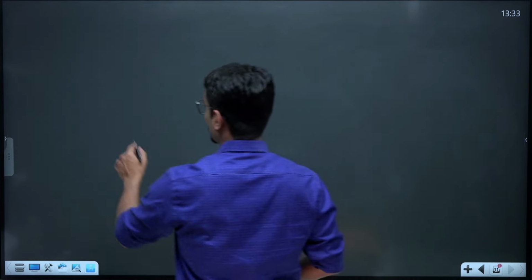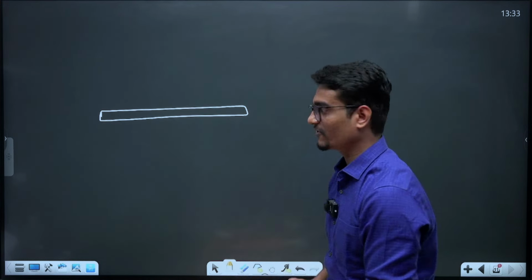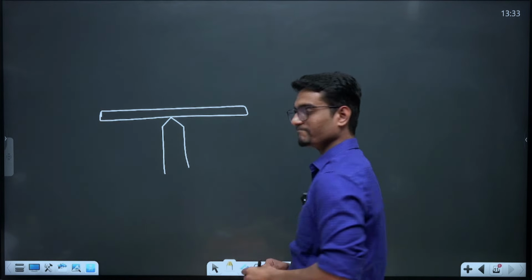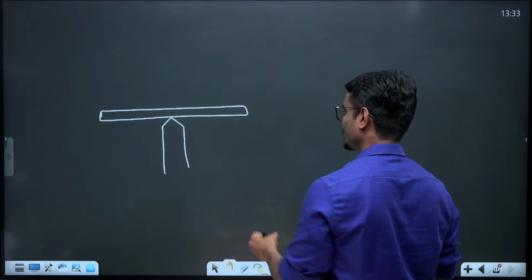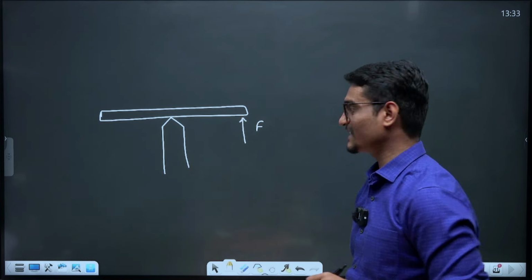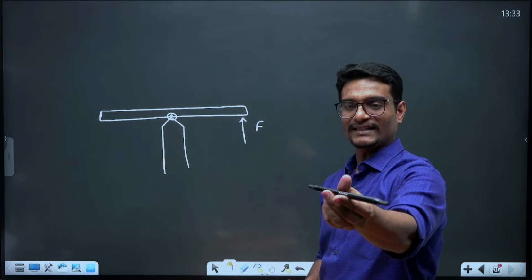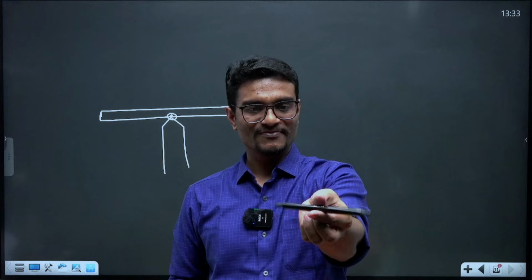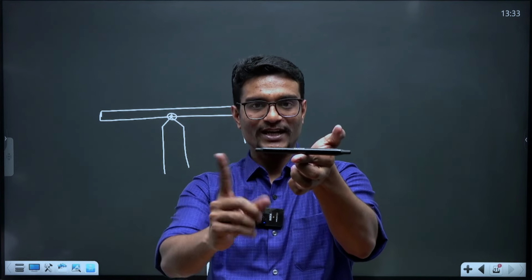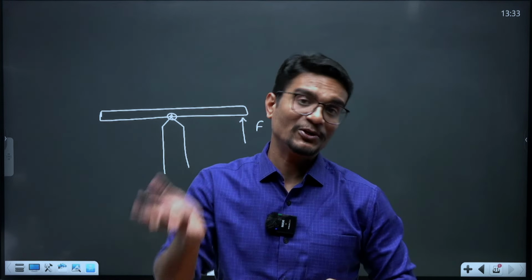Now let us come to rotational equilibrium. Let us say I have a rod and I have pivoted it here, and I start to apply force in this direction. Let us say the rod is free to rotate like this. I apply the force here, and it is free to rotate. Obviously it will rotate. It will not stop.